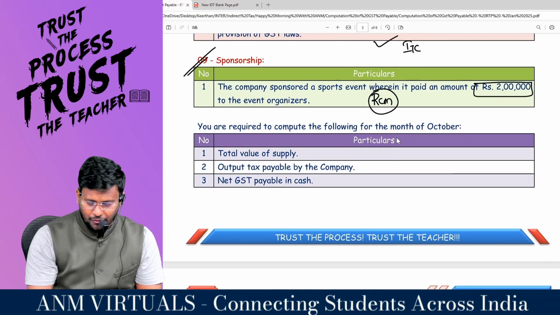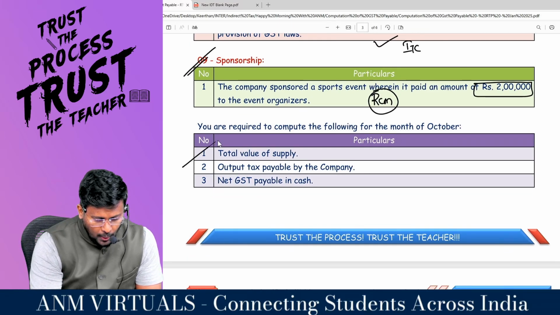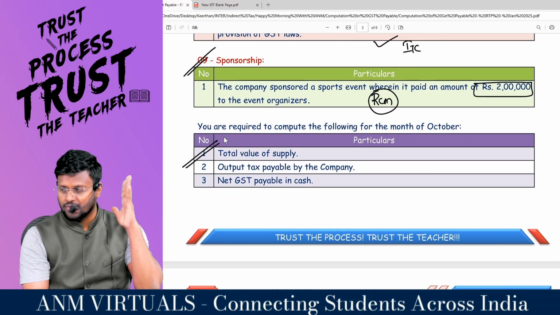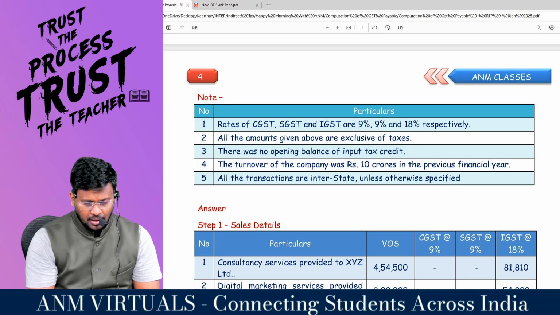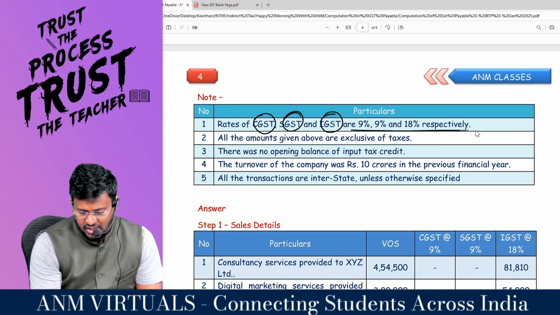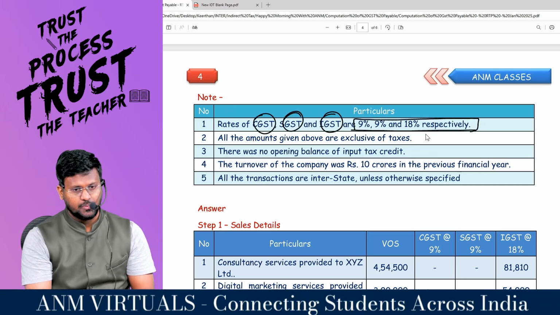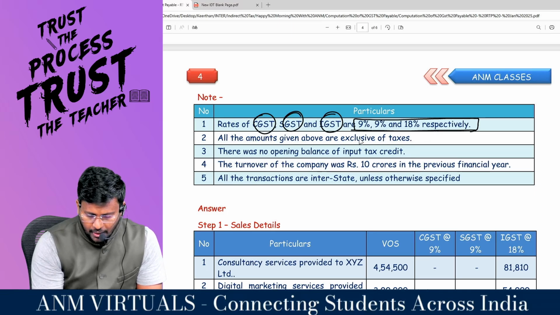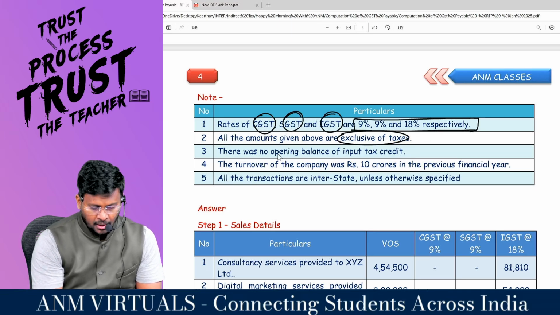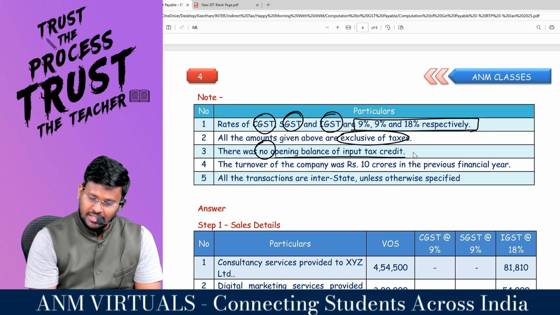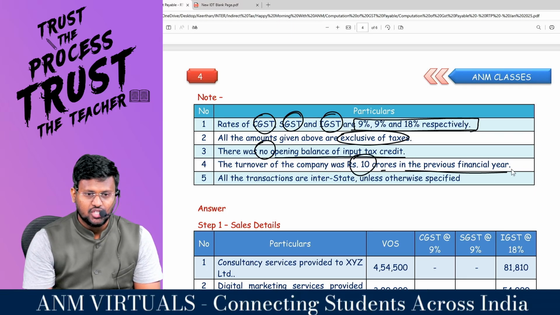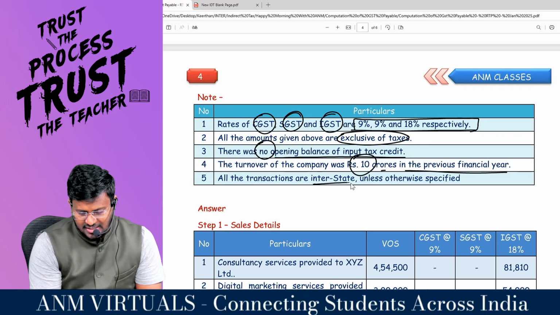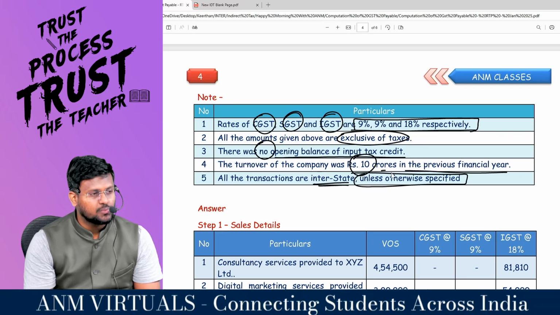You are required to compute the following for the month of October. Total value of supply. Okay, fine. That is the value of supply question. Outward tax payable by the company and net GST payable in cash. Right, sir? Rate of CGST, SGST and IGST are 9%, 9% and 18% respectively. All amounts given above are exclusive of taxes. Okay, fine. There was no opening stock of ITC. Okay, fine. Turnover of the company was 10 crore in the previous financial year. Okay, fine. All transactions are interstate unless otherwise specified.